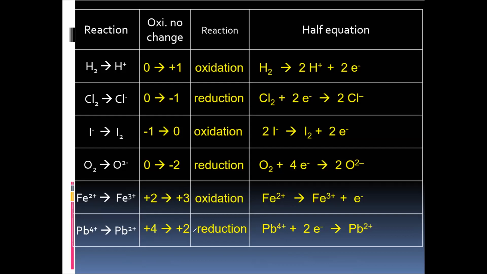Can you see? Don't make a mistake of saying, okay, this is moving from 4 to 2, and then maybe I put 4E minus. No, no, no. This is not guesswork. What we are trying to do here is balance charges. It moves from plus 4 to plus 2. It means Pb4 plus will be plus 2E minus to give you Pb2 plus.